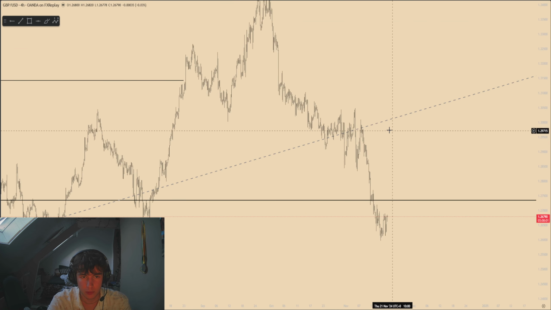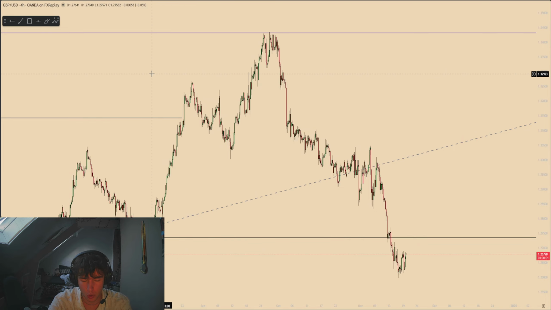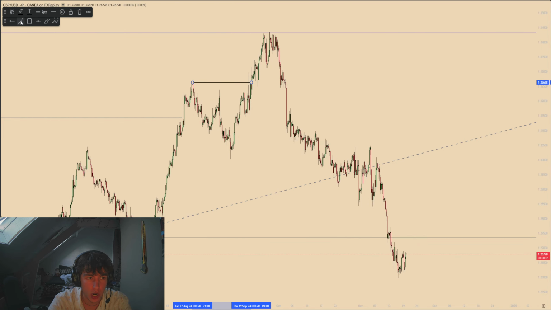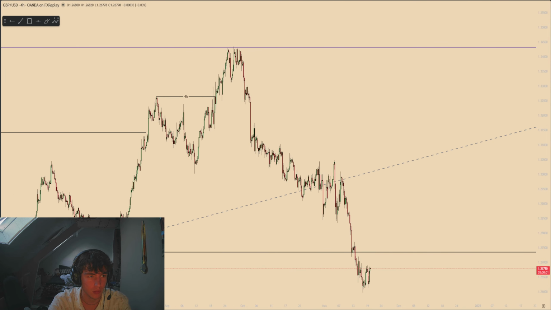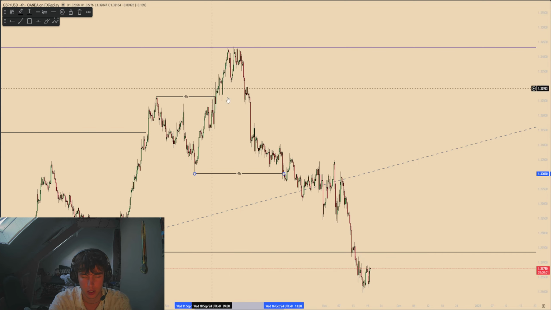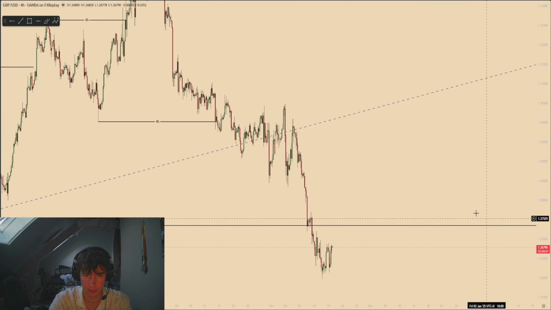What we're going to do now is go to the 4-hour time frame, and we're going to mark out our market structure on the 4-hour time frame. This was the most recent 4-hour break of structure. And this was the most recent 4-hour change of character. Or not most recent, just the one that we can see.